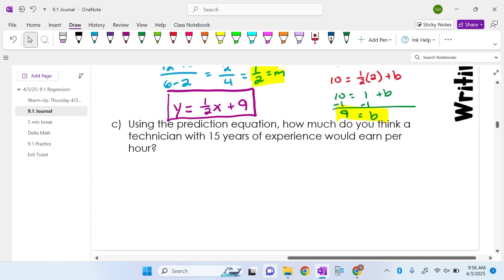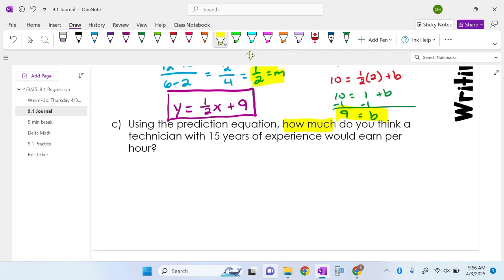So now that we got the equation, let's use it to figure out this next question. So using that prediction equation, how much do you think a technician with 15 years of experience would earn per hour? So how do you think I'm going to find this? First off, what information did they give us? They gave us the 15 years of experience, right. Does that represent an X value or a Y value in this case? It represents an X value.